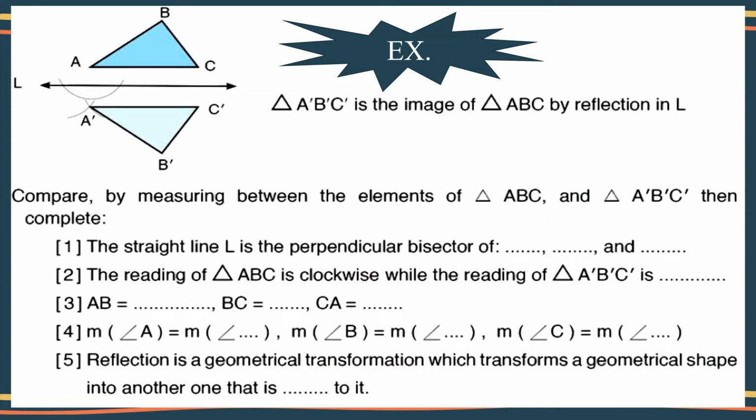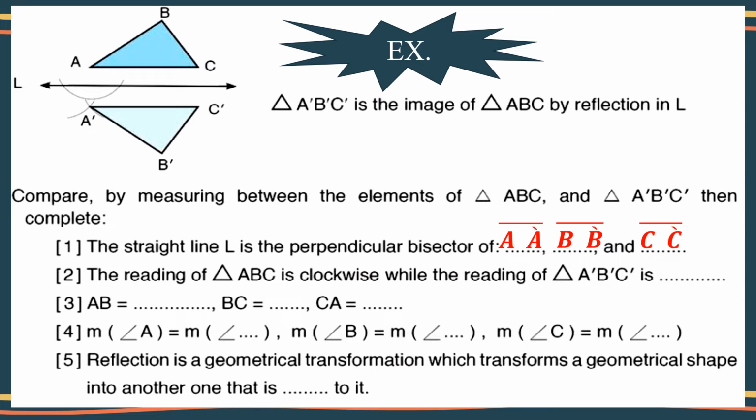Exercise. In the opposite figure, triangle A dash B dash C dash is the image of triangle ABC by reflection in L. Compare by measuring between the elements of triangle ABC and triangle A dash B dash C dash, then complete. The straight line L is the perpendicular bisector of what? The straight line L is the perpendicular bisector of AA dash, BB dash, and CC dash.